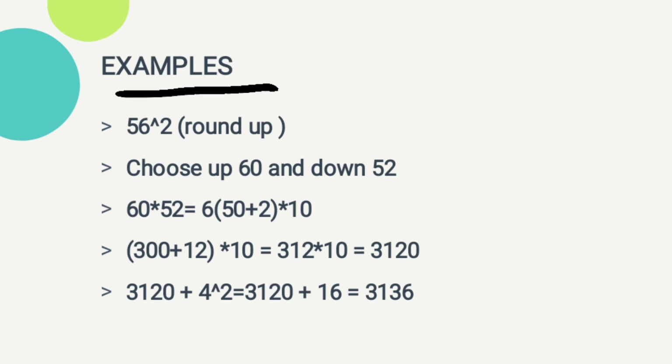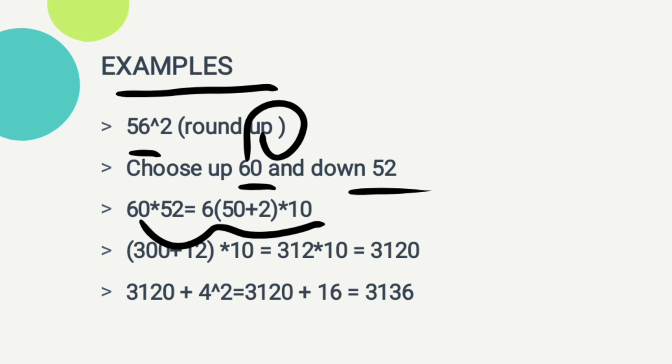56 square. As 56 ends with 6, we have to choose rounding up. Choose upwards 60 and downwards 52. Multiply 60 and 52. 60 can be written as 6 into 10. 52 can be written as 50 plus 2. On multiplying 6 into 50, you will get 300, and if you multiply 6 with 2, you will get 12. Adding those numbers, you will get 312 into 10, you will get 3120.